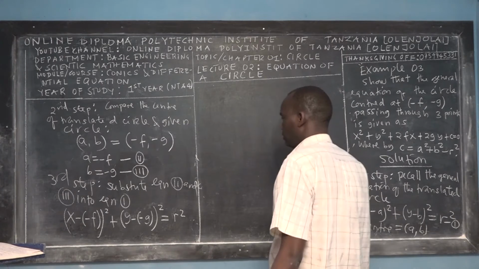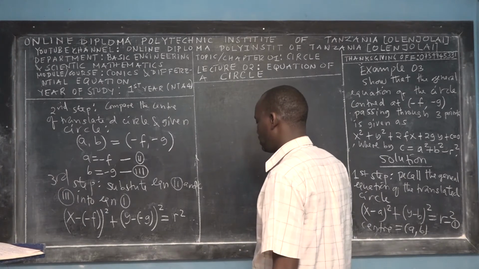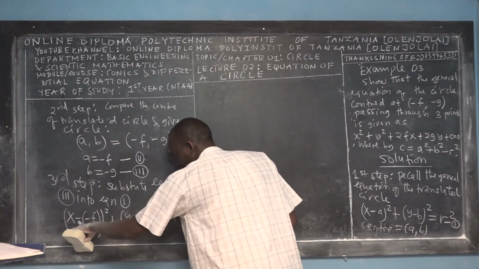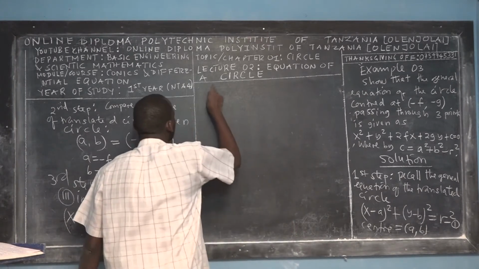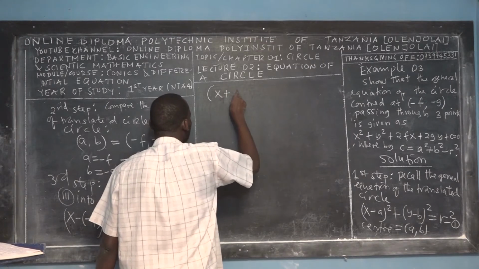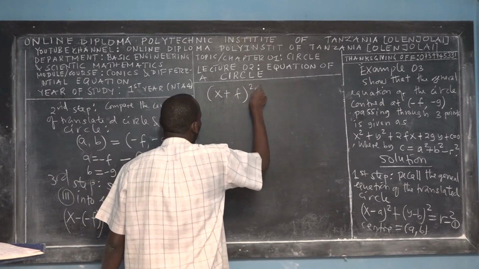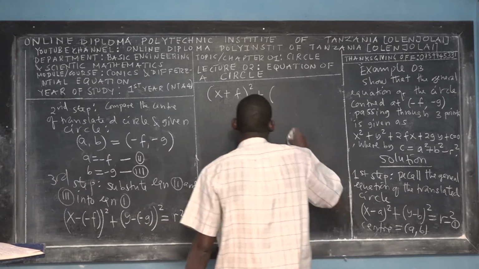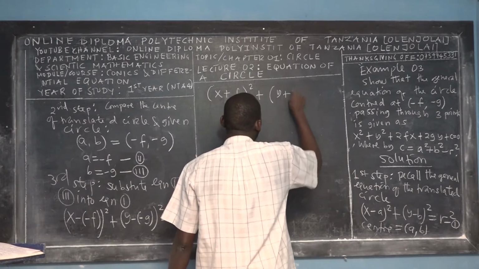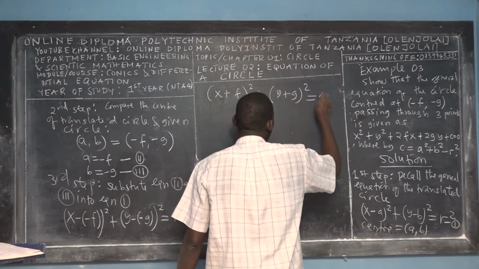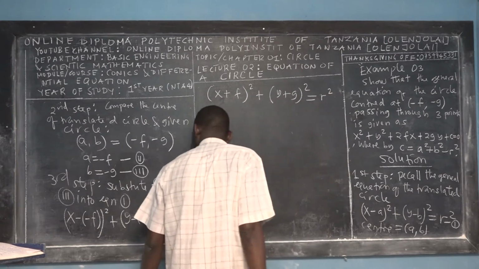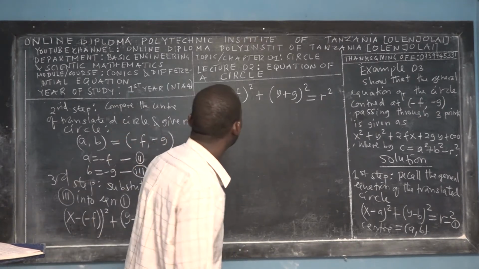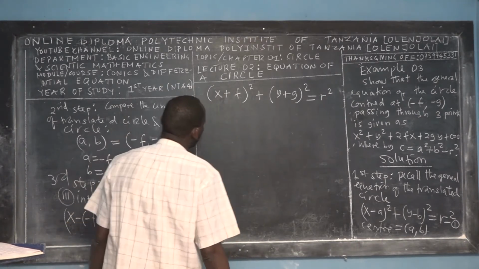Okay, so if that's the case now, we can simplify. Open the inner bracket here. Negative is positive, so you have x plus f squared. And then negative is positive, so we have y plus g squared is equal to what? Is equal to radius squared. Alright? Radius squared.